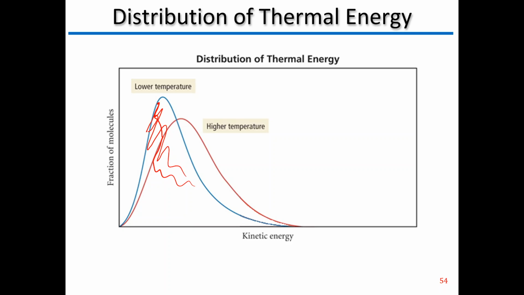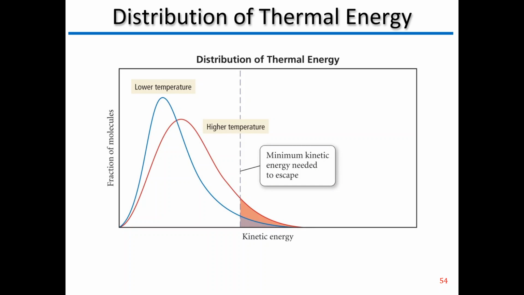Compared to that, at a higher temperature, we shift this curve to the right and we flatten it out a little bit. So at higher temperature, more of the molecules have higher kinetic energy. So lower temperature, more of the molecules have lower kinetic energy, and at a higher temperature, more of the molecules have higher kinetic energy. And if we take a look at one particular point on this curve, we take a look at how much kinetic energy each of these samples have.